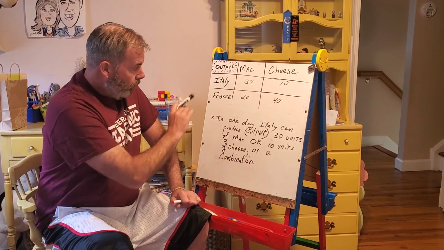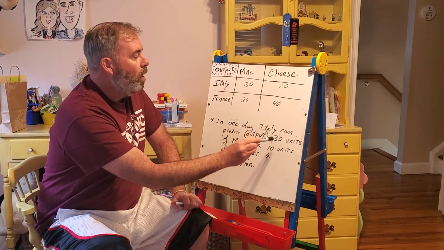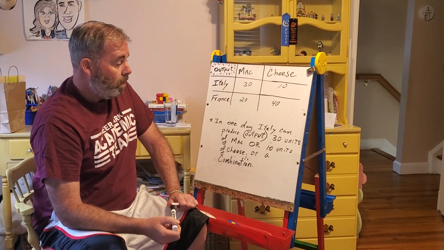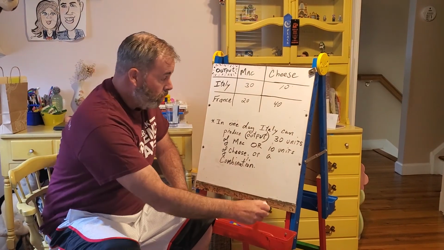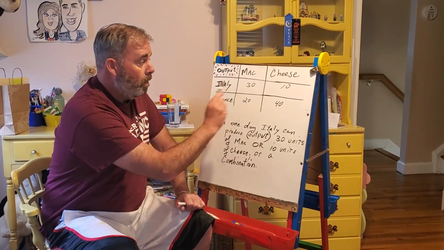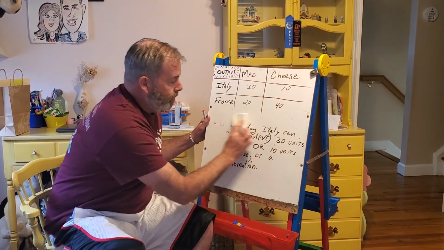But what if we're looking at Italy? In one day, Italy can produce or output 30 units of macaroni or 10 units of cheese. Or they can do a combination. But just realize Italy cannot produce both 30 units of macaroni and 10 units of cheese. So let's see what it looks like.